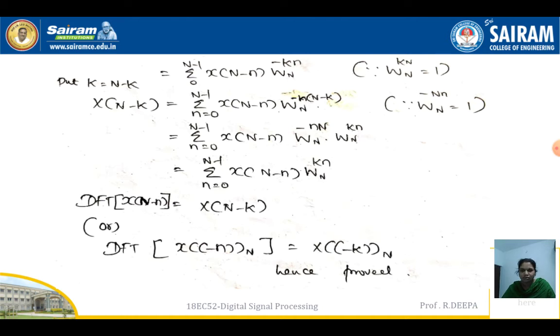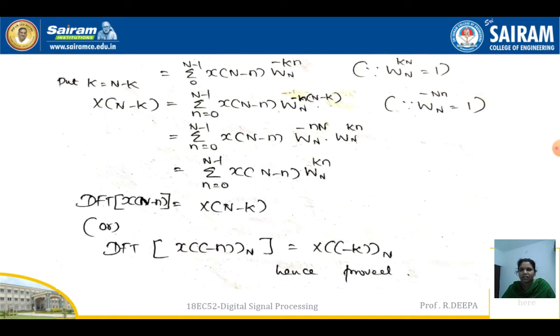And if I interchange the left hand side and the right hand side terms, I get the DFT of x(N minus n) is equal to capital X(N minus k). Which is nothing but the simple definition for the DFT of x(n), where X(k) is nothing but the DFT of x(n).